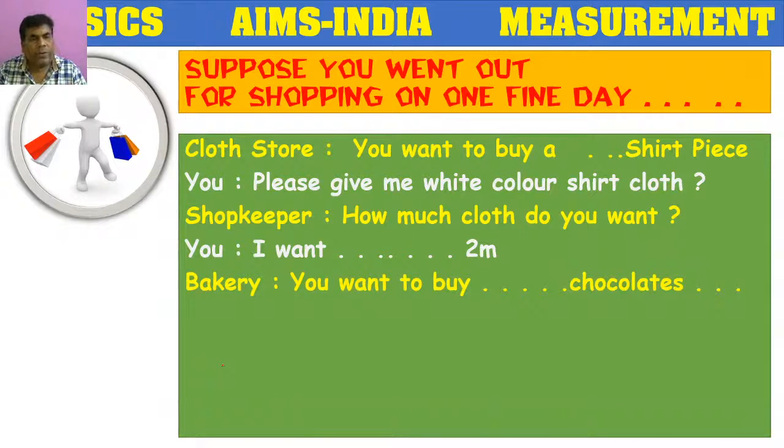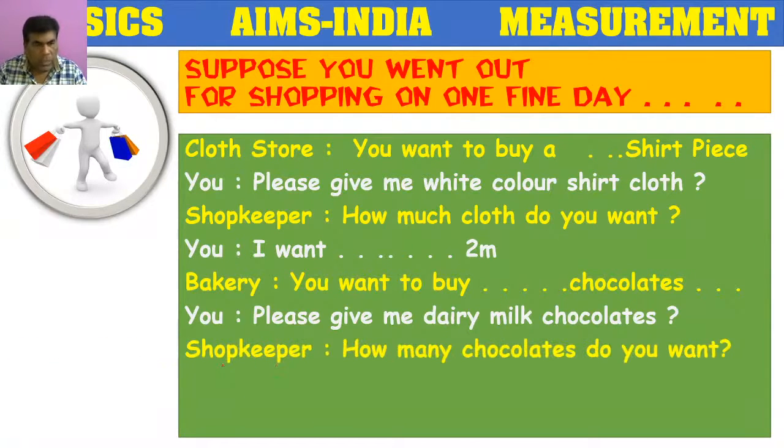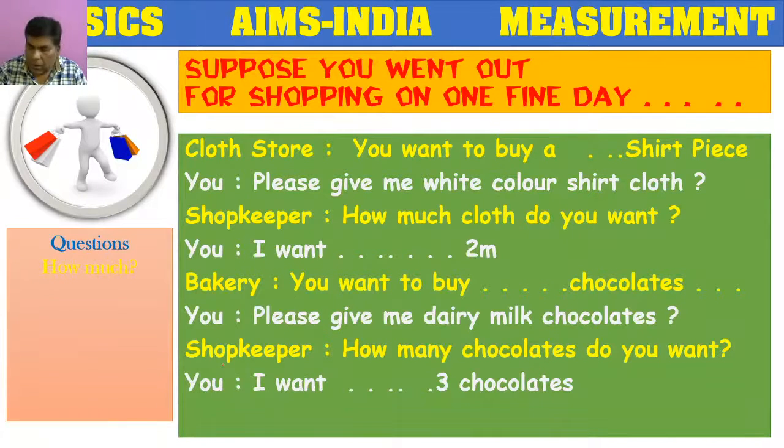After that, you went to a bakery. You want to buy chocolates. There, you asked, please give me Dairy Milk chocolates. The shopkeeper asked, how many chocolates do you want? And you might have answered, I want 3 chocolates. So in this condition, we will come across questions like how much and how many.